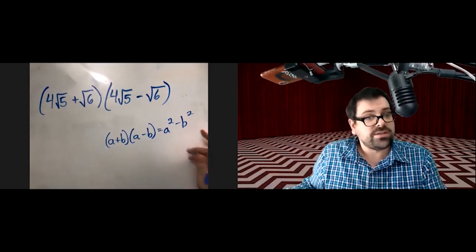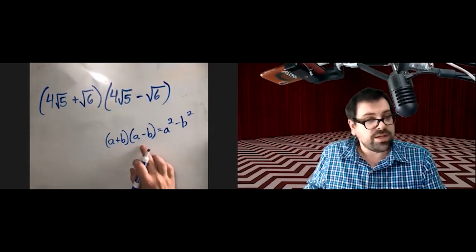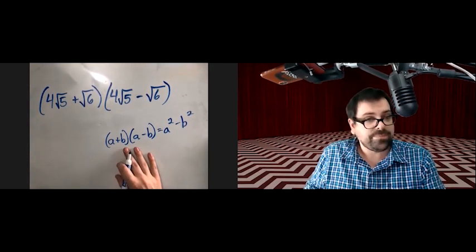Just like if we factor a difference of squares, we get two things, one plus, one minus, conjugates.